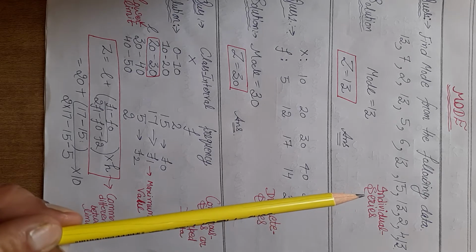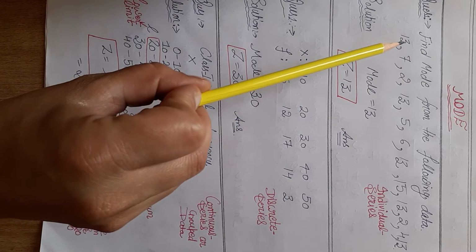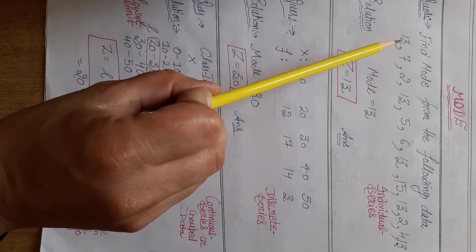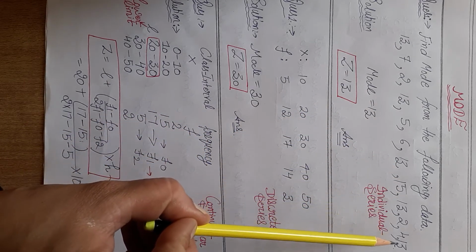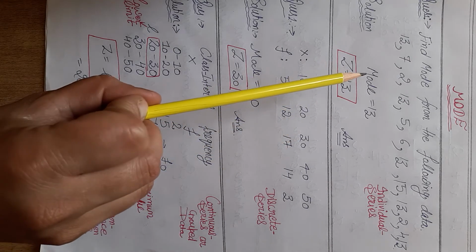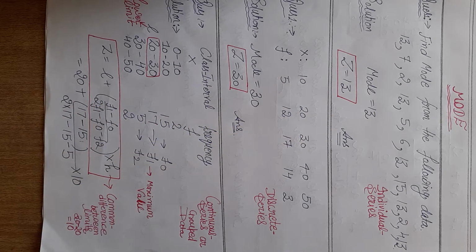You can see here a number is repeated many times in this series, like we can see 13. 13 is repeated 1, 2, 3, 4, 5, 5 times here. So you take the mode is equal to 13. We concluded that a number that is repeated many times in a series, we take this number as mode.